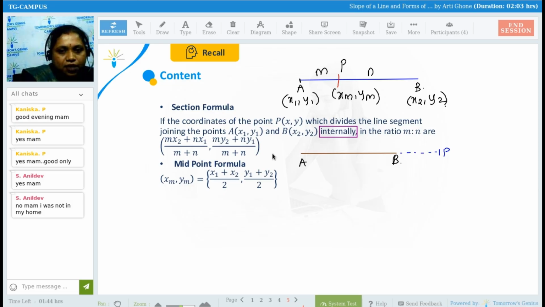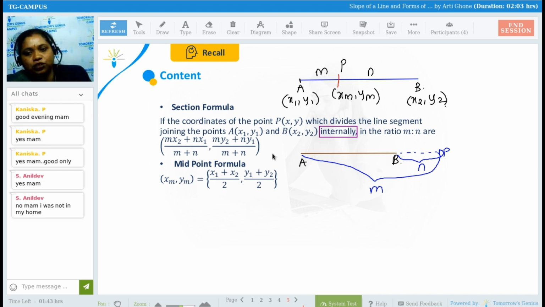Already these things are covered. See, I just mapped the point P with respect to A. From A to P, this section is M, and from B to P, this section is N. So this is an M to N section only. But we have an external formula. And what is that external pattern?